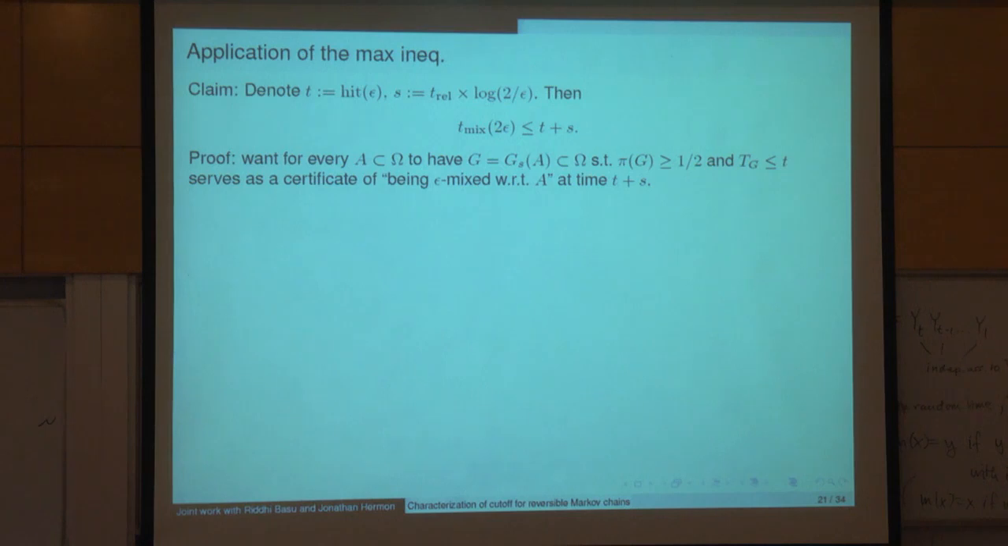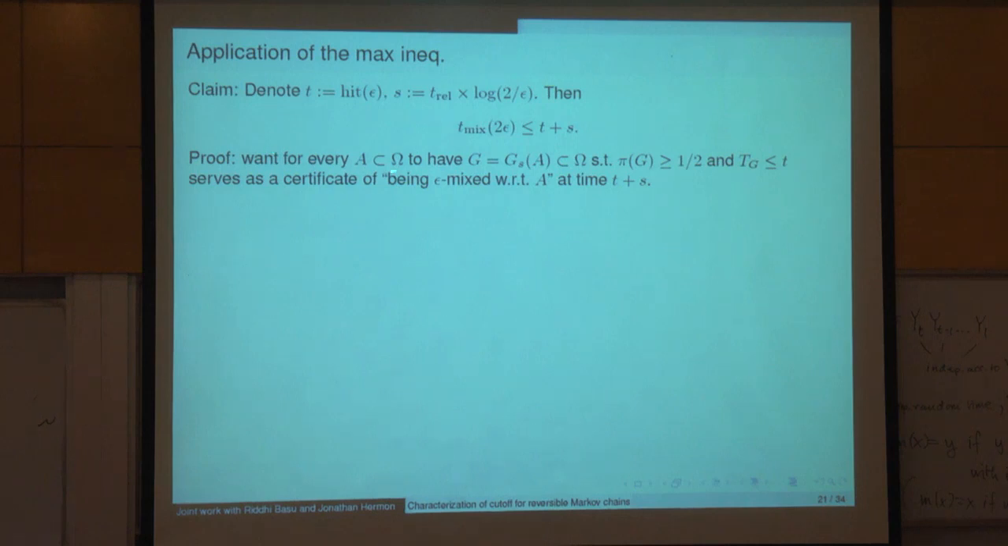I'm going to show in this talk really just one calculation. This is it. We're going to write t for the parameter hit epsilon, and s for the relaxation time scaled by log 2 over epsilon. Then the key inequality I stated before can be written as t mix of 2 epsilon is bounded by t plus s. That's what we want to show. We want to bound mixing time from above by this hitting parameter plus a relaxation parameter.